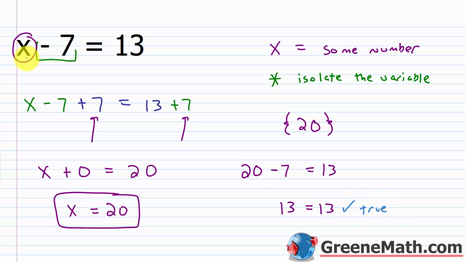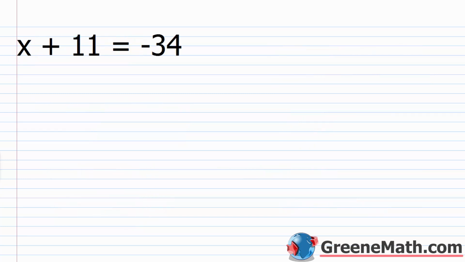And again, for this one, it's so easy, you could just eyeball it. What number minus 7 gives us 13? Well, 20 does, right? 20 minus 7 is 13. So we know we have the correct answer here. All right, let's take a look at another one.